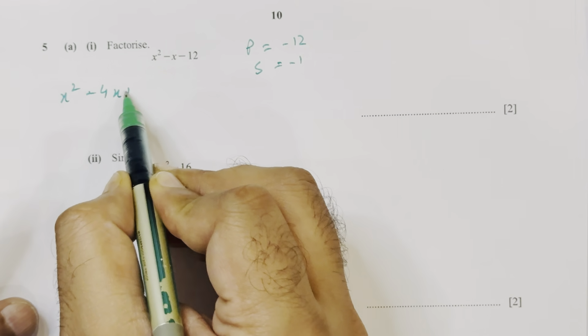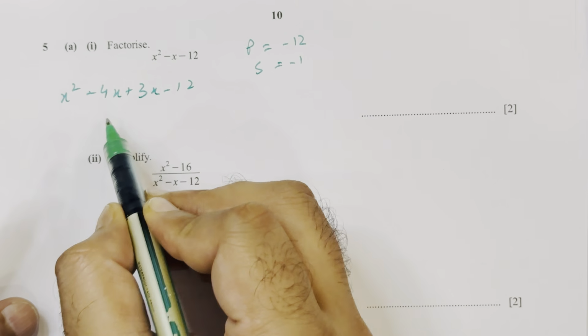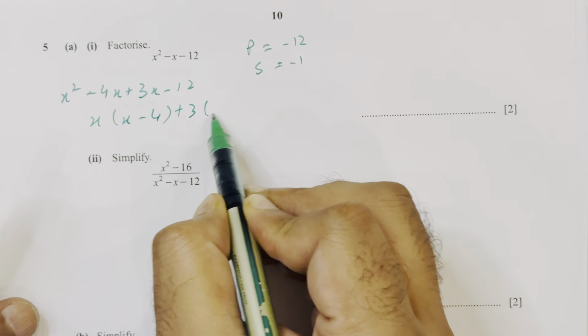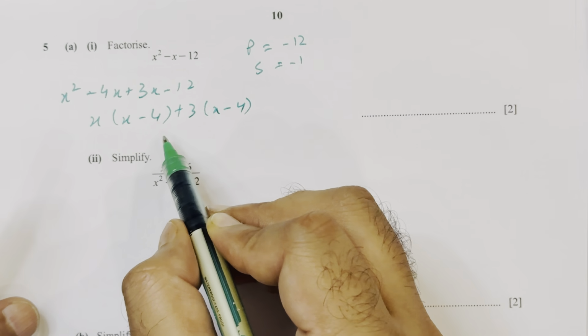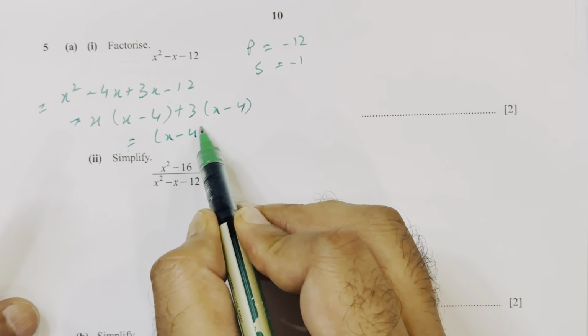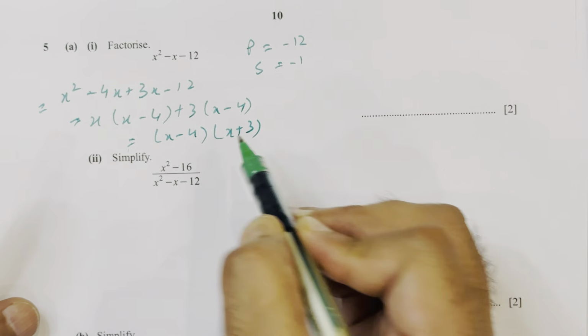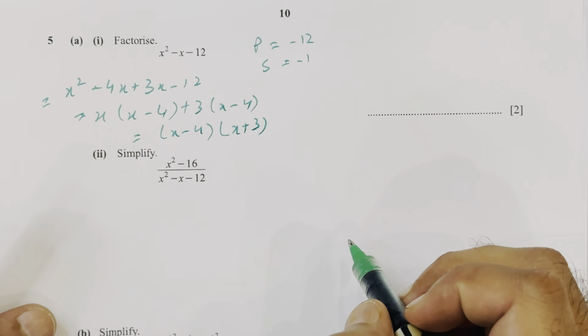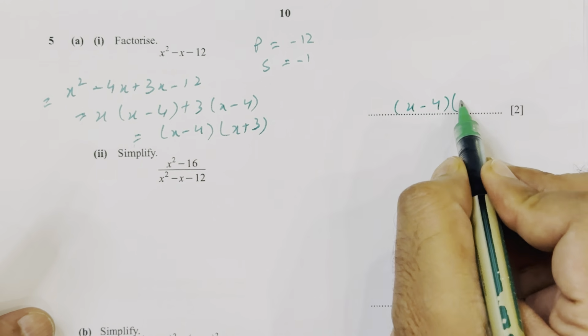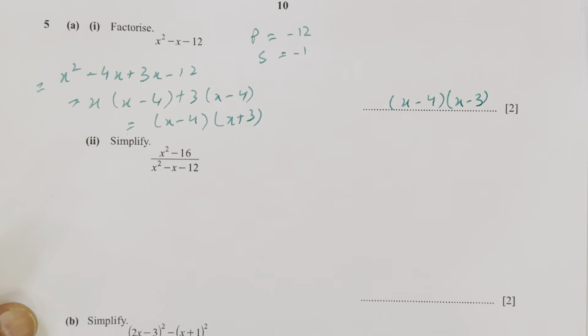So x square minus 4x plus 3x minus 12. We're gonna take x as common, x minus 4, then plus 3, x minus 4, taking common as x minus 4, x plus 3. So this would be our final answer, x minus 4 and x plus 3.